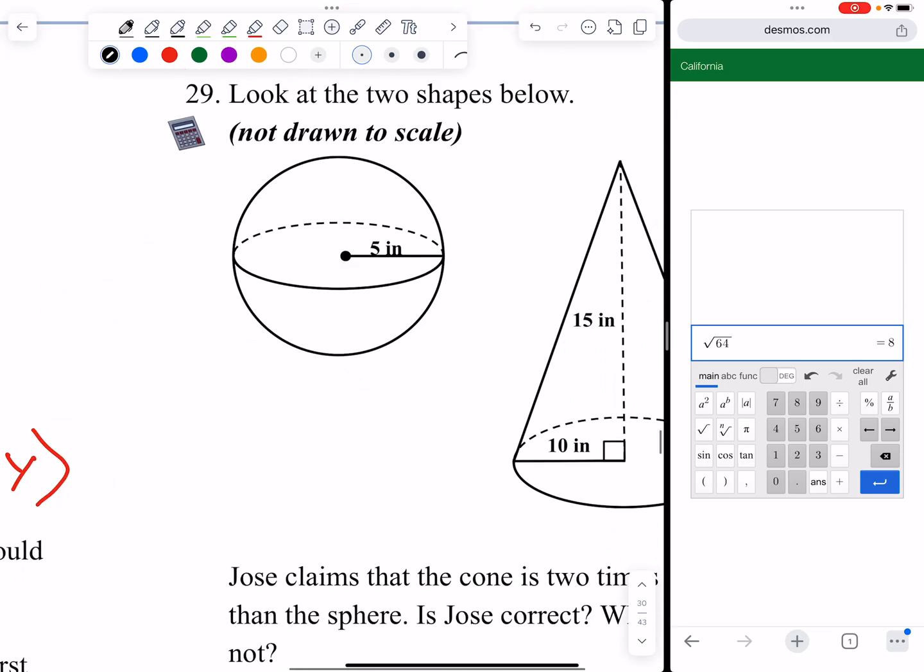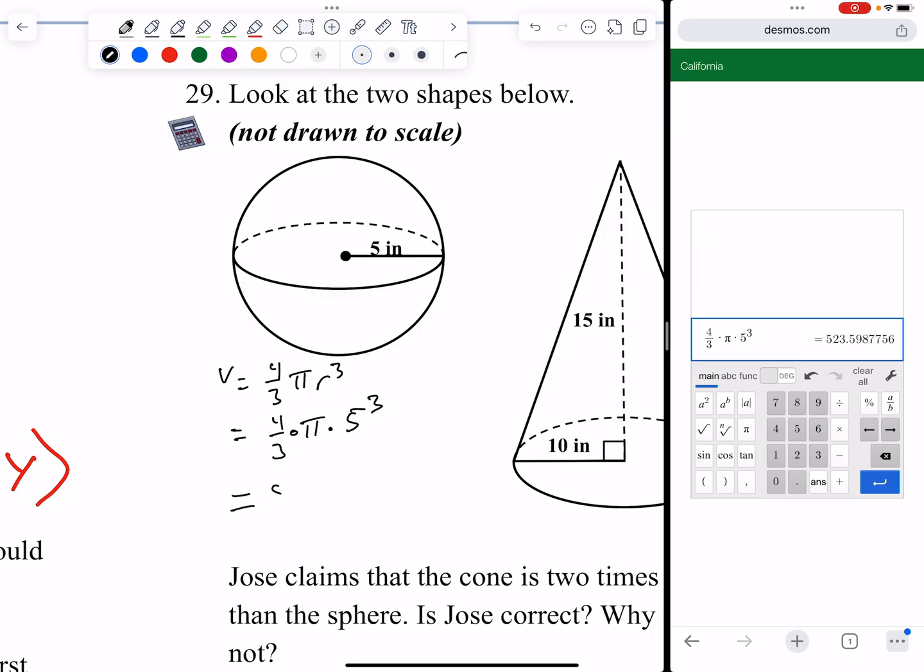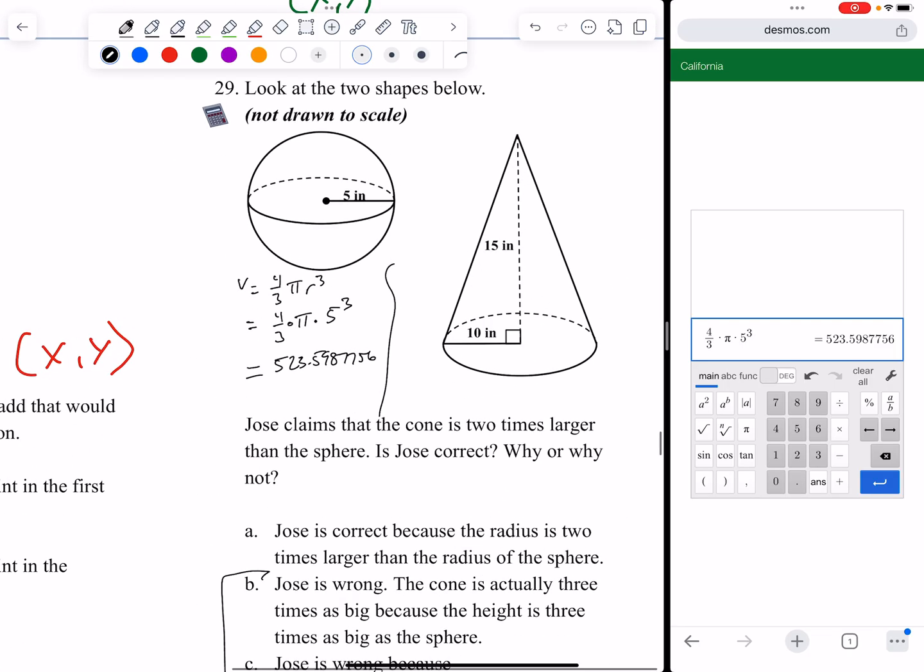Okay, so the volume of a sphere is 4/3 pi r cubed, or 4/3 times pi times r cubed, which is 5 cubed. So let's do that. I got 4/3 times pi times 5 to the power of 3. And that gives me 523.5987756. Okay.